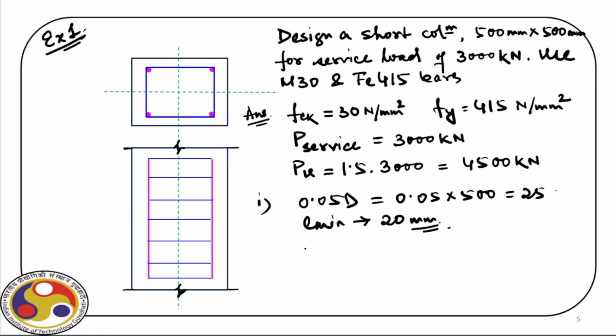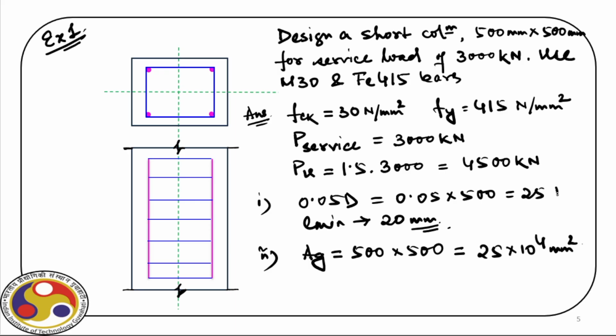Now, what we do, we first find out Ag, that is the gross cross-sectional area. So for that, what we have to do, 500 into 500, this is equal to 25 into 10 to the power 4 millimeter square. So that is the second step. Now, once we evaluate this, because we have checked this condition, next step is to find out the steel requirement.